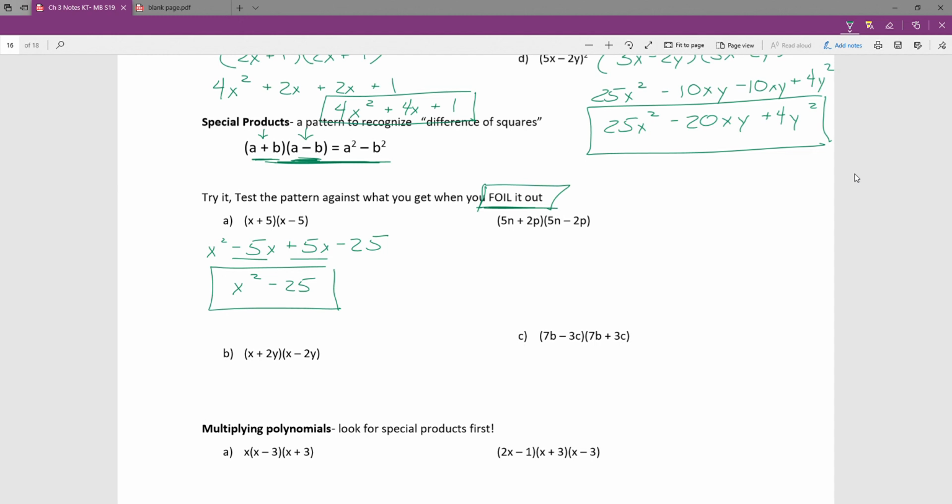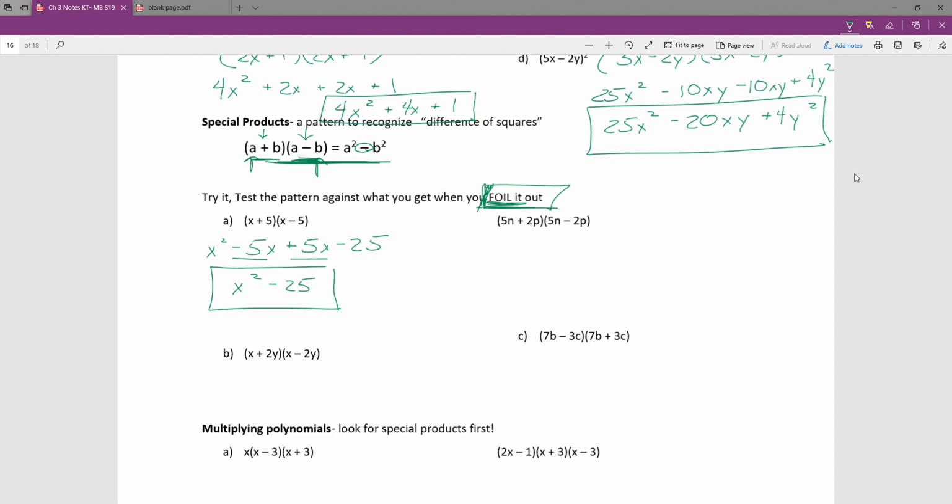When we FOIL it out, that middle term disappeared. So we have the first term squared, the last term squared, and a minus in between. So that's the pattern that you can recognize. And if you're happy to recognize that pattern, then go for it. I really think that if we keep doing more of the same, if we keep FOILing these out, you will use the pattern when you're ready for it. But I think rushing into that shortcut can actually lead to some misunderstandings.